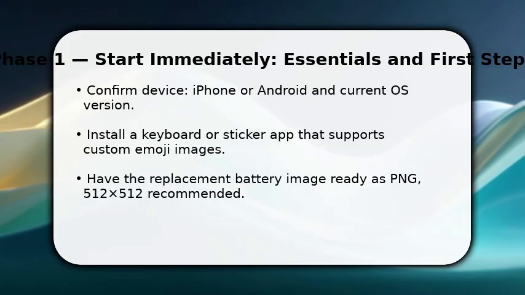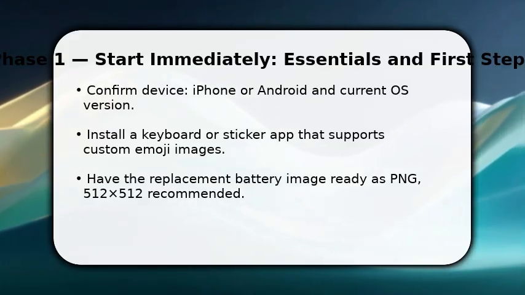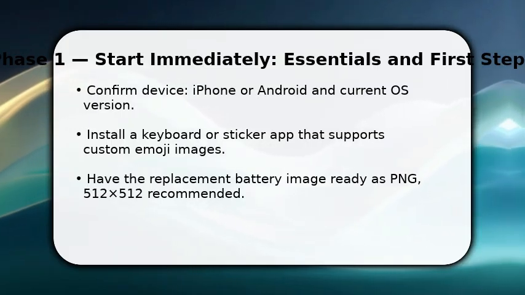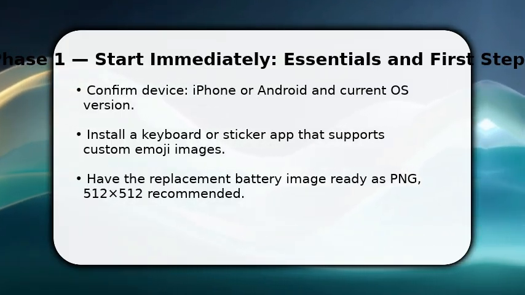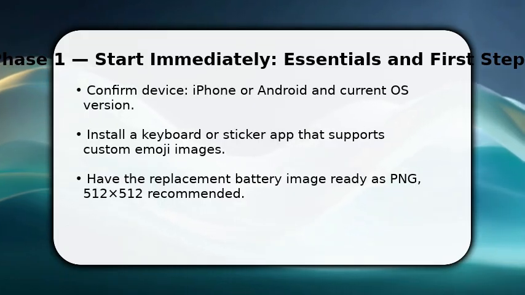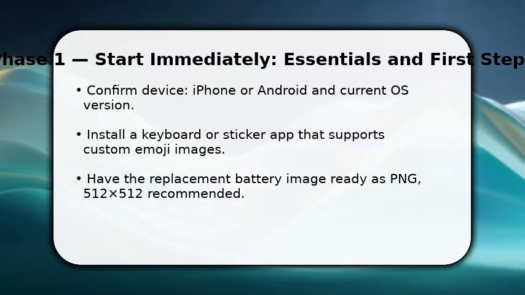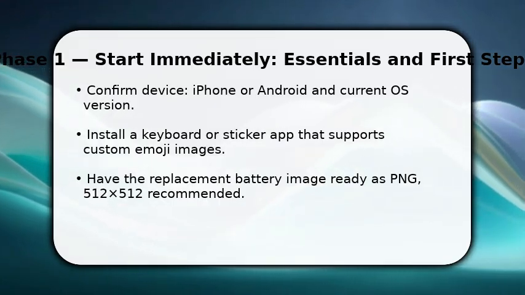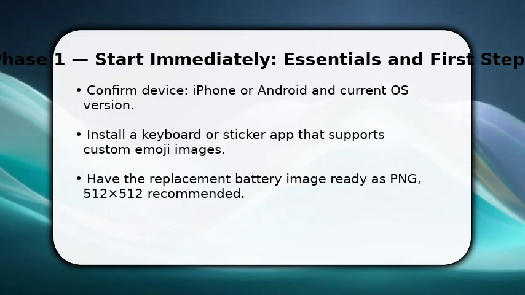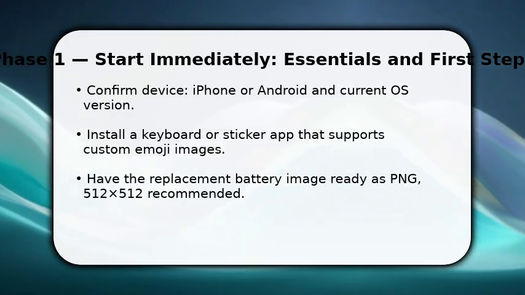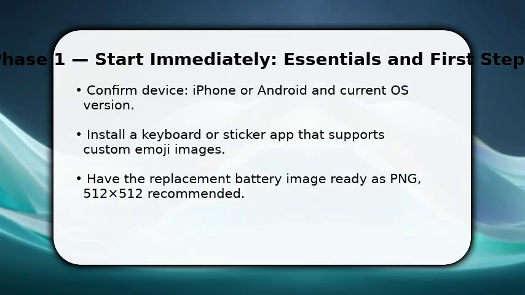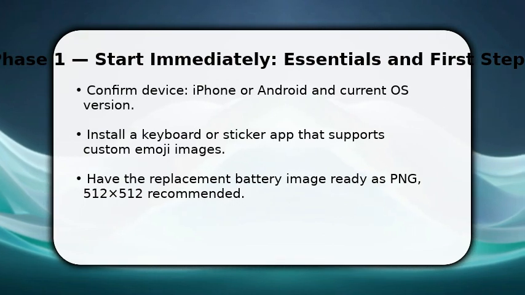You begin by confirming device type and OS because the method differs slightly between platforms. Once done, install a custom keyboard or sticker app that allows importing images. This is necessary to make a new emoji. Make sure you already have a PNG battery image at a square size, about 512 x 512, because transparency matters. Then open the app, grant keyboard or sticker permissions, and choose the Import or Create New Emoji option.